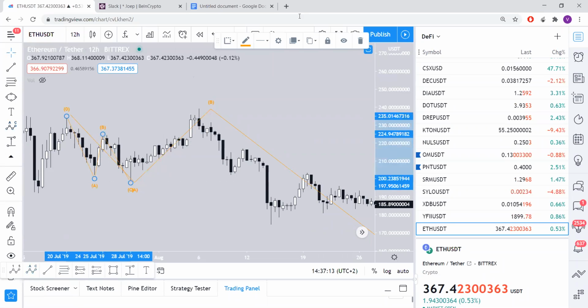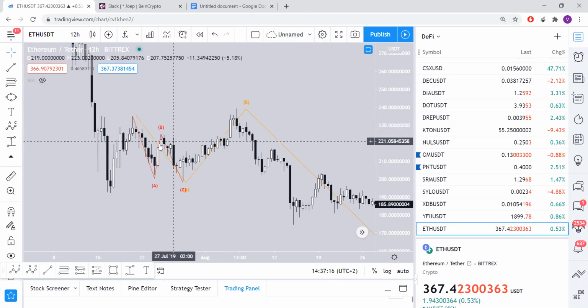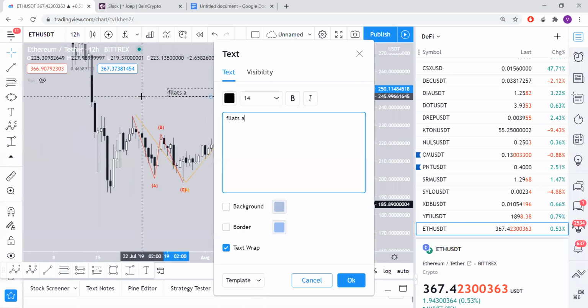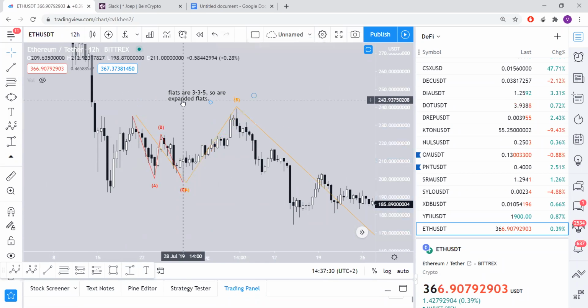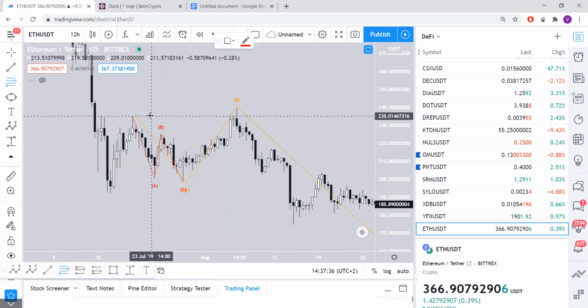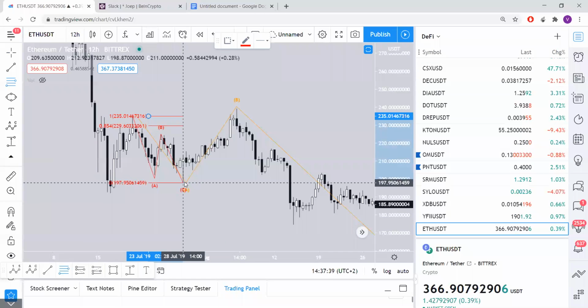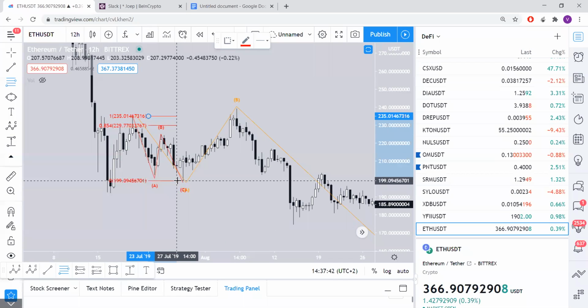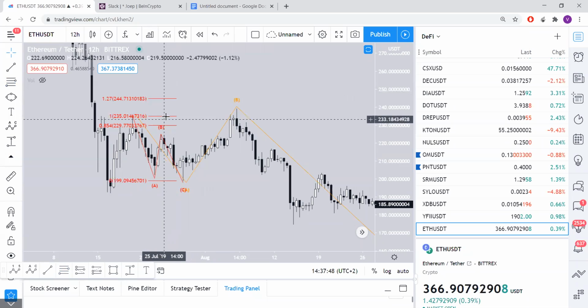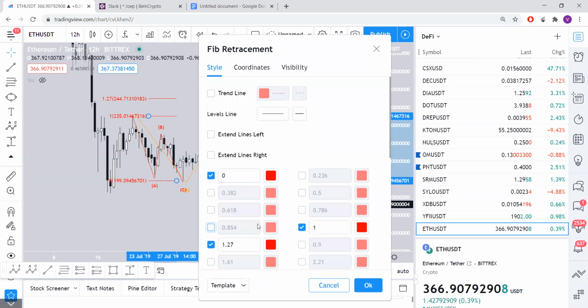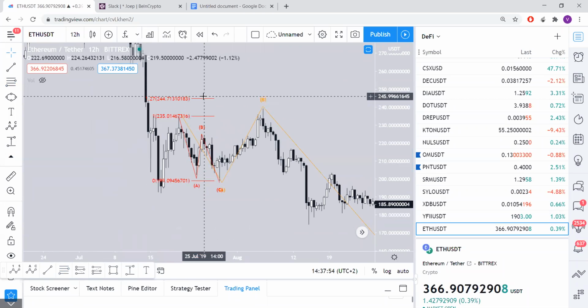you have 3 waves here, right? So you have the first portion correct. Flats are 3-3-5, so are expanded flats. So if you have an A with 3 subwaves, this can possibly be a flat. But the flat cannot go a lot higher. So if you have a flat here, you could use the 1.27, I guess. If it goes much higher than the 1.27, it's probably incorrect. And this is not an expanded flat.